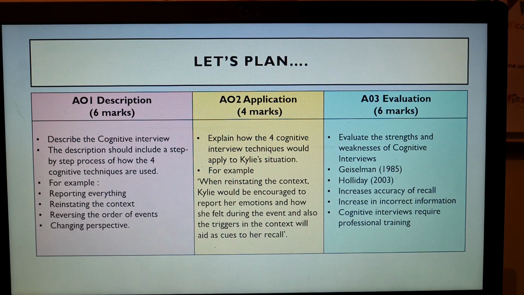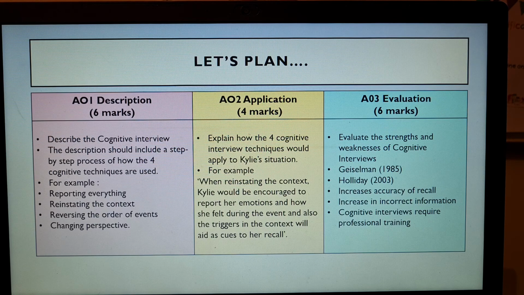So evaluating the strengths and weaknesses, and within the evaluation, it's a good idea to always use supporting studies. Okay, so you've got an example of Geiselman 1985. They found obviously that cognitive interviews resulted in more accurate information being recalled. Got another study there by Holliday in 2003, which actually carried out cognitive interviews with children and found that they were obviously more accurate compared to your standard police interviews. The fact that they increase accuracy of recall is a strength as well.